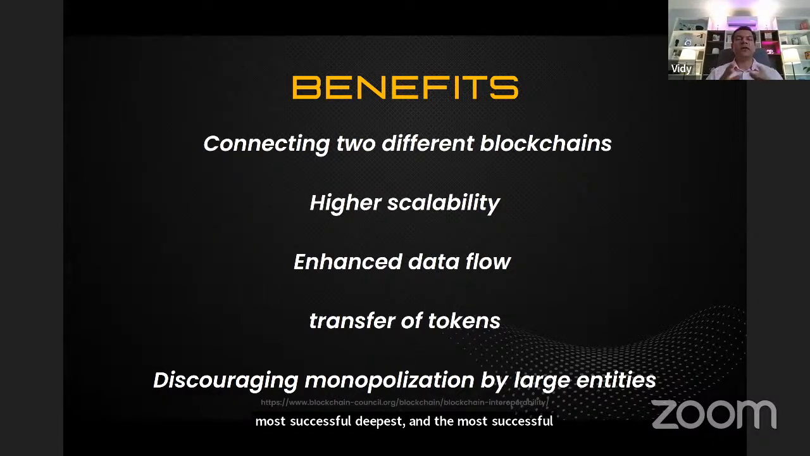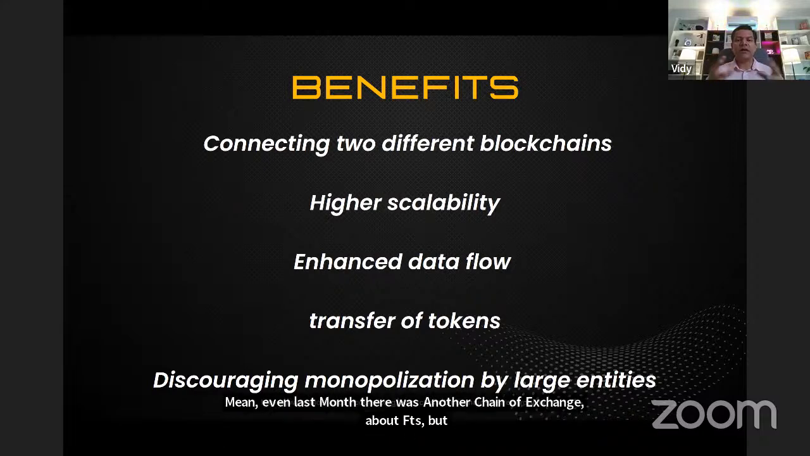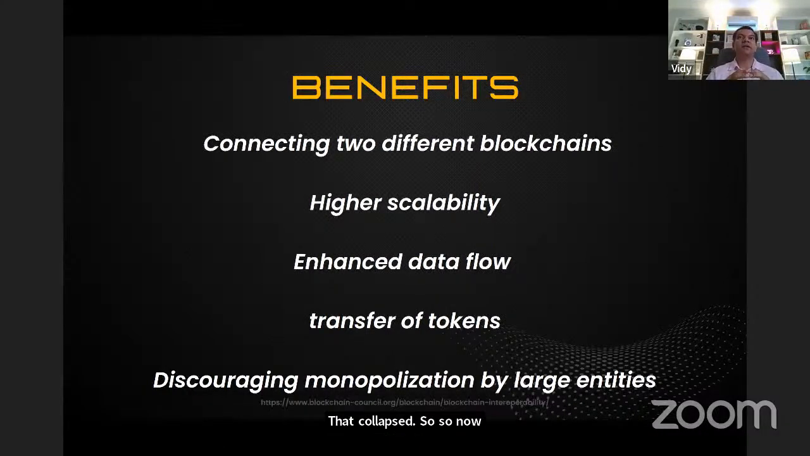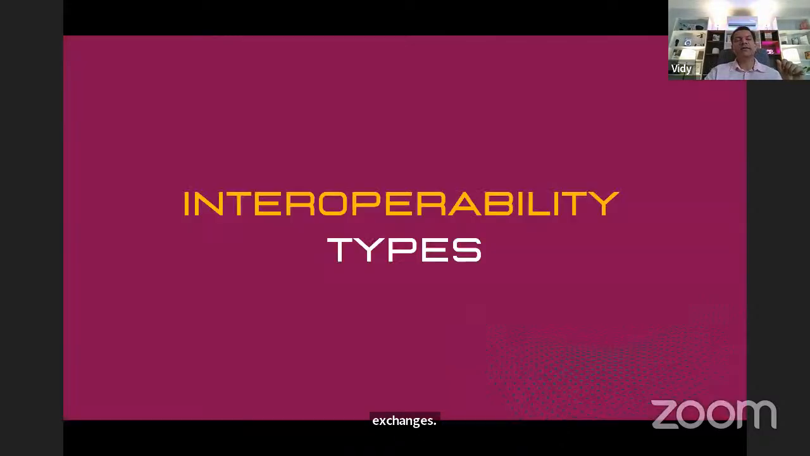At the moment, the biggest and most successful crypto exchange is Binance, right? A few months before, even last month, there was another exchange called FTX, but that collapsed. So now there is a very large monopolization possibility with just a few centralized exchanges. But if you're able to build interoperable blockchain solutions, then this could become a much more level playing ground.